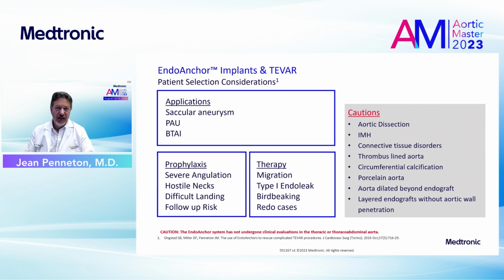Words of caution, however: do not use EndoAnchors in aortic acute dissection or IMH, because we have a fragile aortic wall. Also avoid them in patients with connective tissue disorders, if the aorta has a thrombus lining the inside of the aorta, if there's circumferential calcification, and definitely if there's a porcelain aorta, and if the aorta is really dilated beyond the endograft and the EndoAnchors cannot reach the aortic wall.